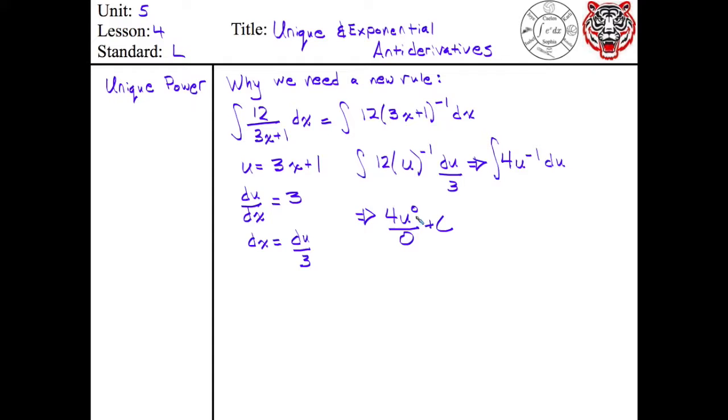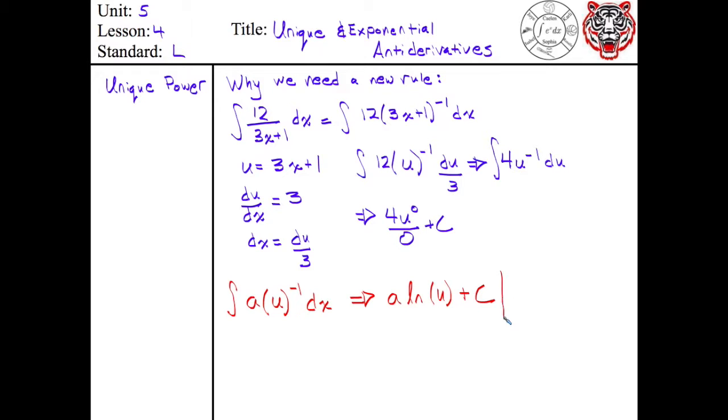Let's take a look at our new rule. Whenever you have the integral of some number times an inner u to the negative 1, with the dx there too, that is always going to turn into that same first number, multiplied by the natural log of that inner function. And don't forget c. So this should have turned into the natural log. All right, so that's our new rule.